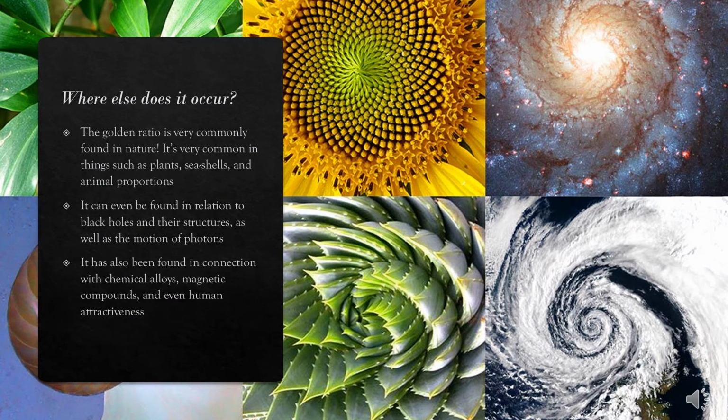So the golden ratio occurs commonly in art, but it also occurs very frequently in nature. It's very common for things such as plants, seashells, or animal proportions to follow the golden ratio. It can even be found in relation to black holes, their structure, and the motions of the photons around them. And it has also been found in connection with certain chemical alloys, magnetic compounds, and even human attractiveness.